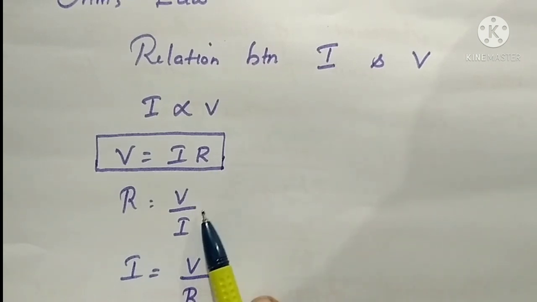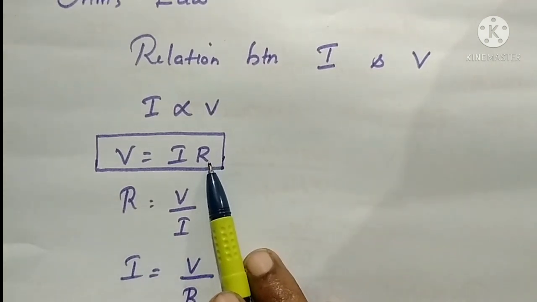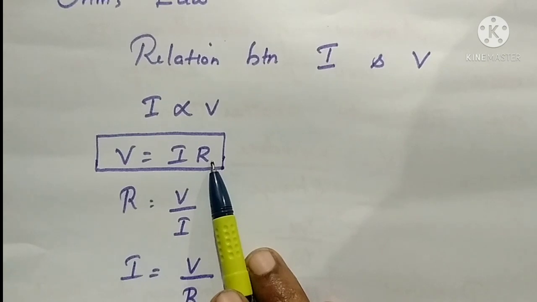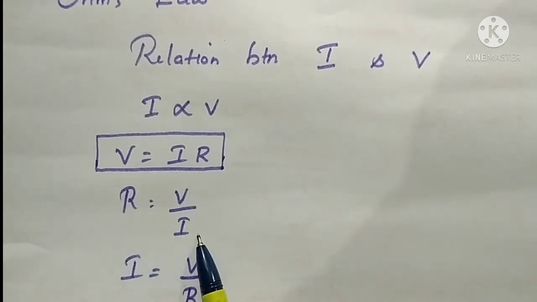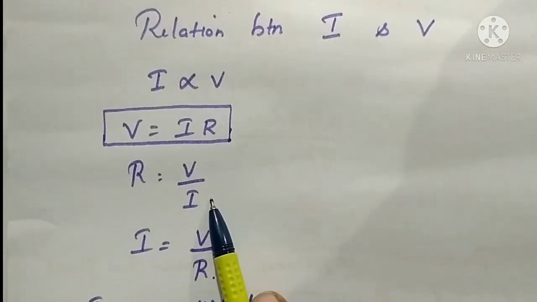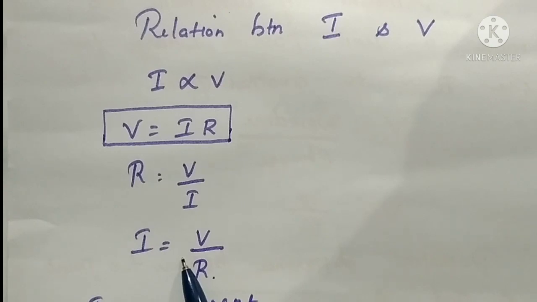From this formula we can find the value of resistance. R is equal to voltage by current. R is equal to V by I. Resistance is equal to V by I, and I is equal to V by R. So if you want to find current, it is potential difference divided by resistance. So I is equal to V by R. Keep these three formulas in mind.